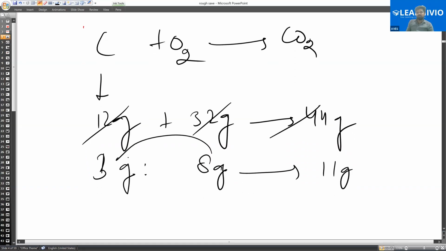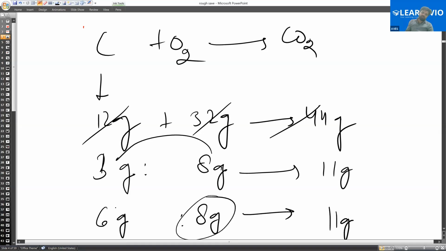But instead of 3 grams, if you take 6 grams of carbon and 8 grams of oxygen, can you tell me how many grams of carbon dioxide will be formed? I have taught you this in the previous class. Anybody in the class? No, it will not form 14 grams. It will still form 11 grams.